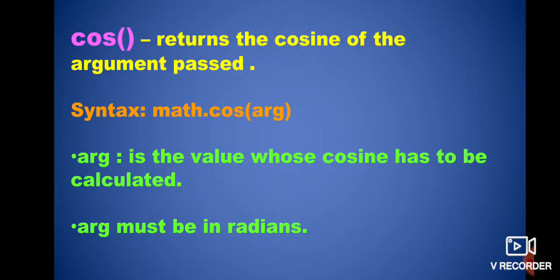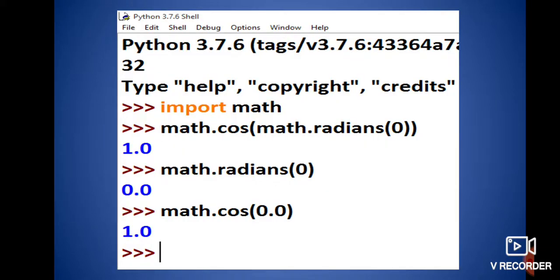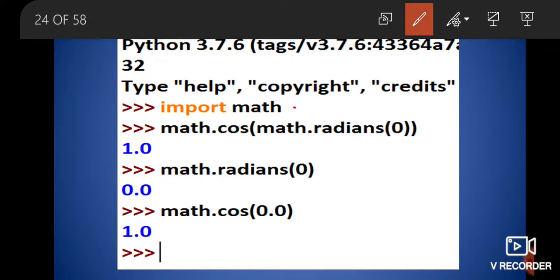Then next function is cos function, which returns the cosine of the argument passed. It is used in the same way as you use the sine function, cos, arg, and arg is the value whose cosine has to be calculated, and this value must also be in radians. Clear? Let us see the practical implementation. Here you can see I have imported math module first, and then you know the value of cos 0 is 1. Okay, cos 0 degree is 1. Okay, so I have to first convert this 0 degree into radians.